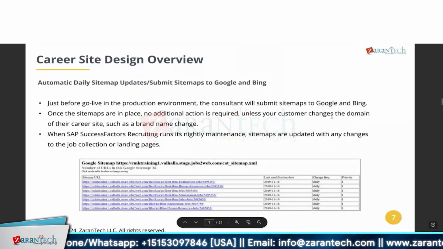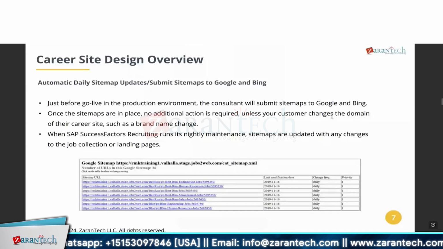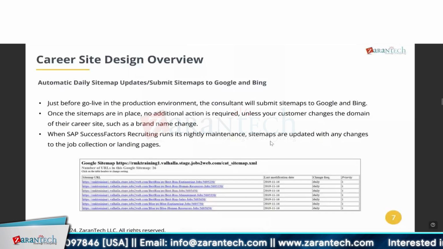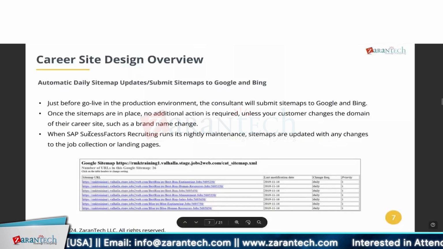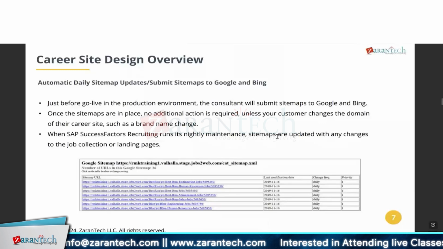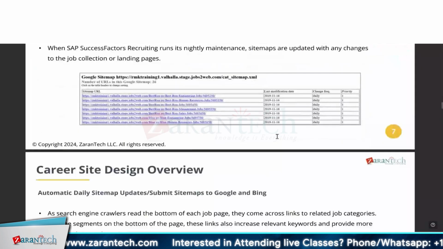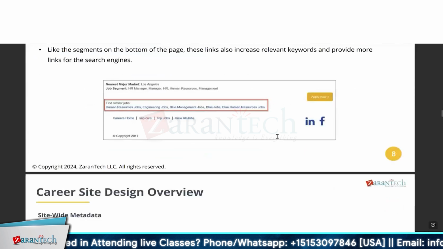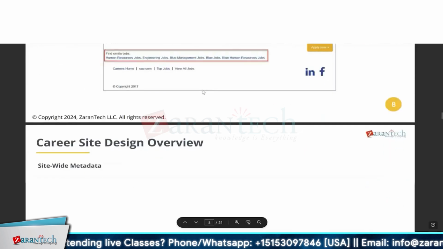But do you have to actually do it by going into a certain place? You don't have to, because whenever the SuccessFactors system runs nightly maintenance, site maps are updated without any changes to the job collection. Whenever the job is scheduled in the backend, the details of the system are going to update, and whatever jobs are posted will be updated. So you don't have to do a specific search for it. It is going to be automatic. It is configured and enabled for us from SAP itself. All right, it's just an example giving you the similar jobs here.